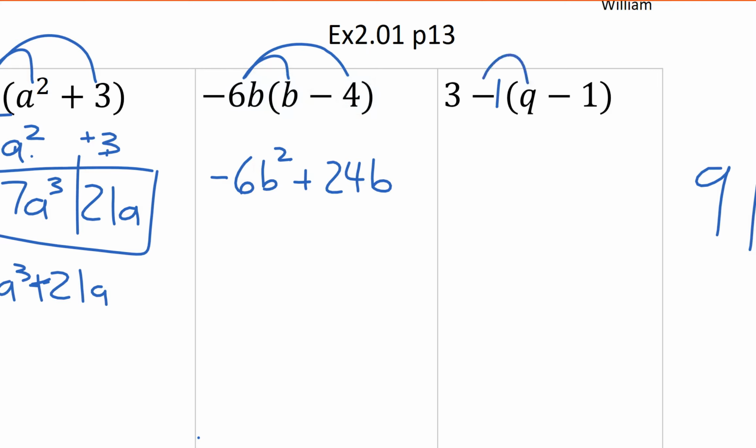So what's negative 1 times q? Negative q. The negative in front of that bracket makes it negative 1.